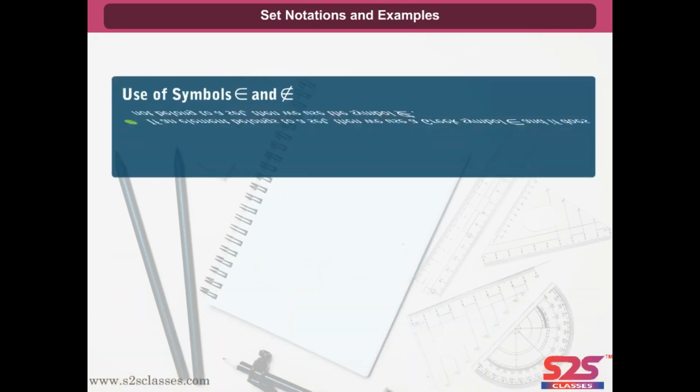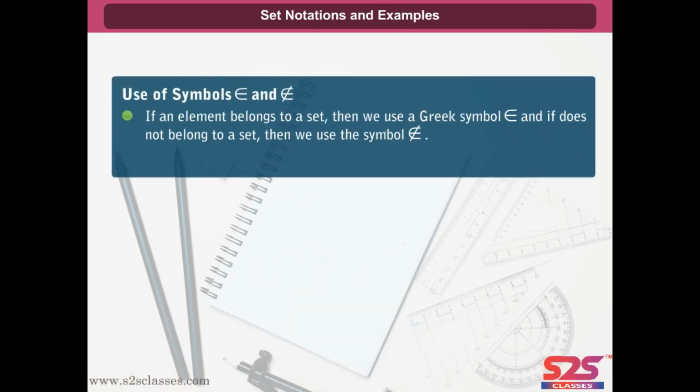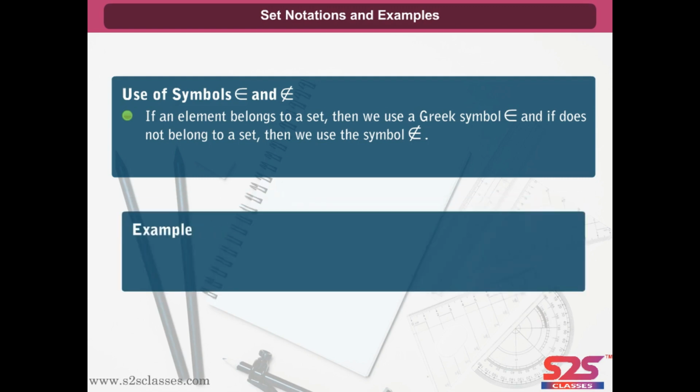Use of symbols. If an element belongs to a set, then we use a Greek symbol epsilon, and if it does not belong to a set, then we use the symbol epsilon cross. See this example. If A is a set of all prime numbers, then 2 belongs to A, 3 belongs to A, but 4 does not belong to A.